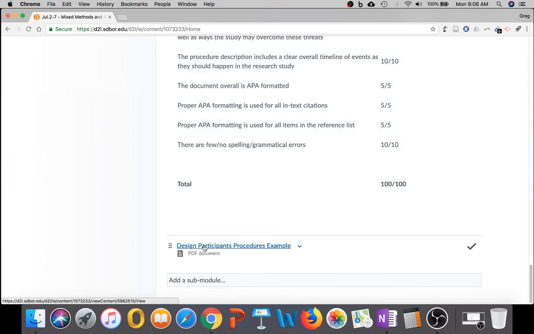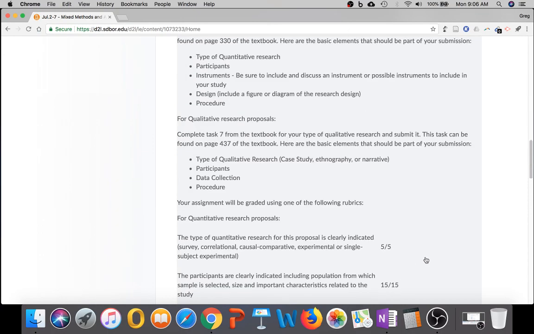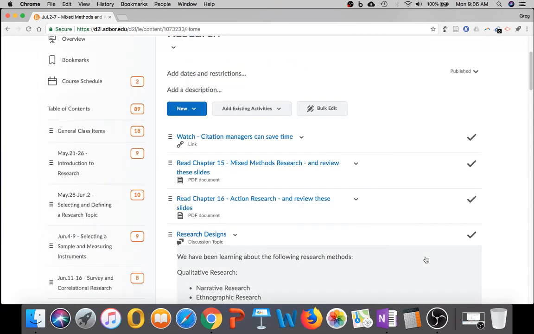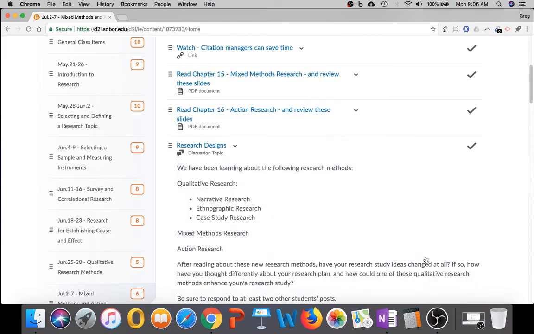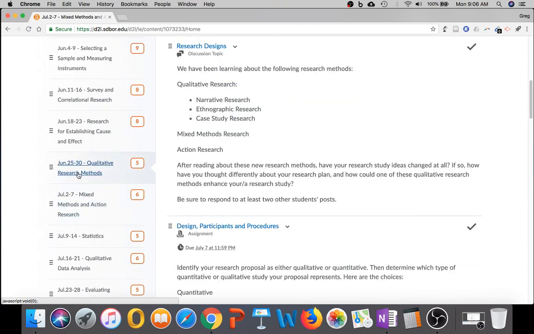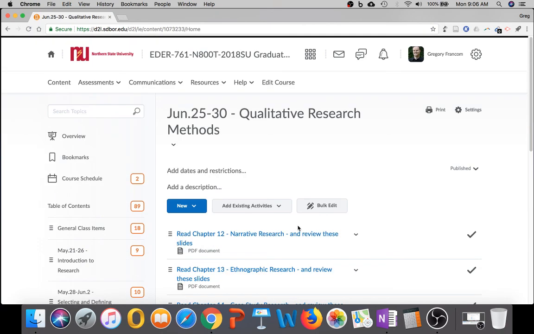Down below that assignment, on next week, I have the design, participants, procedures example too that you can kind of take a look at. And this is, again, one that scored fairly well. So take a look at that. But that's just for next week. So, it's something to be looking ahead to a little bit as we continue on our journey learning about research.